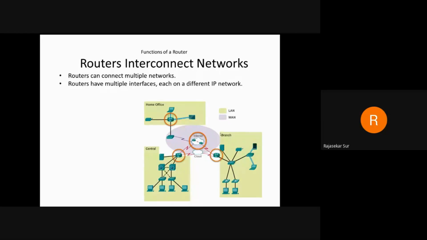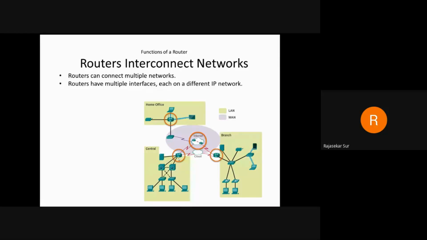I want to send data from the home office to the central office, from the central office to the branch, and from the branch to the home office. So what do you need? Routers. You can see it is circled here. Without routers, you cannot do it. So routers are very, very important. Now, you can see this is a wired router. You have wired connections.